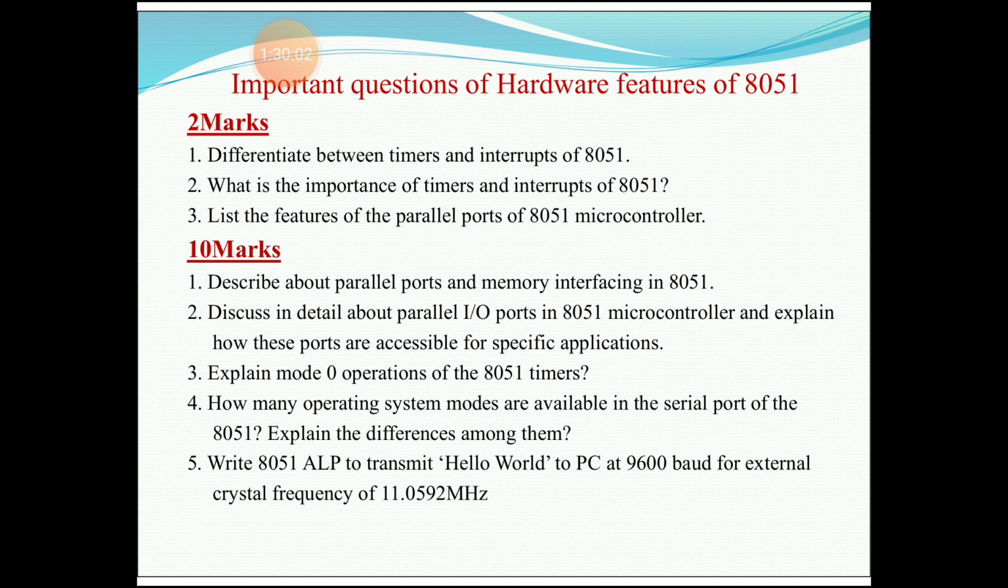Explain mode 0 operation of the 8051 timers. How many operating modes are available in the serial port of 8051, and explain the differences among them. And last one, write an 8051 program to transmit the message hello world to the PC at baud rate 9600 for an external crystal frequency of 11.0592 megahertz.